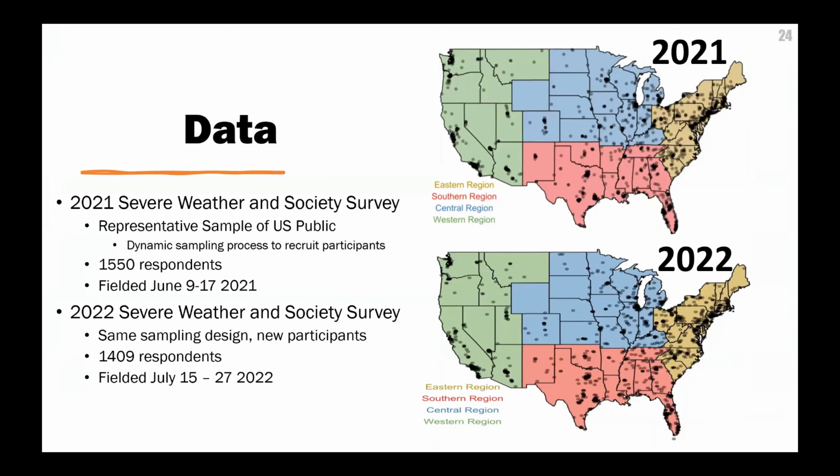So for data for this section, we used the IFRA 2021 and 2022 Severe Weather and Society surveys, which are a representative sample of the US public. We sample a panel of potential participants that are collected by a third-party company. And that third-party company tries to select participants based on the demographic information we have from the US Census. So we're basically trying to create a little miniature version of the US population. These particular surveys had 1,550 and 1,409 respondents and occurred in the summer of 2021 and 2022. You can get a general idea of how spread out across the US our participants are by looking at these two plots here.